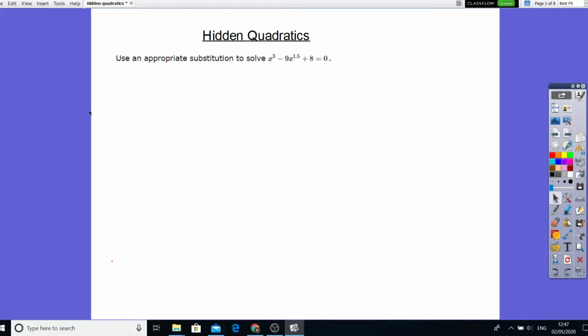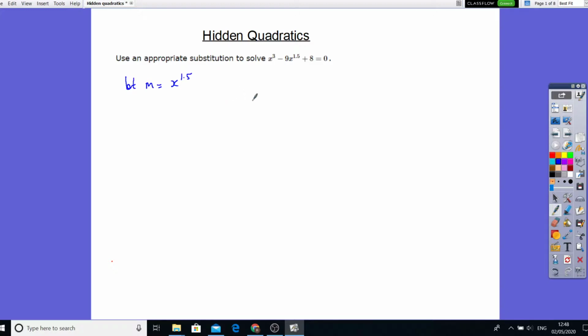So what you could do here to make it a bit more visual is let m equal x to the power 1.5.